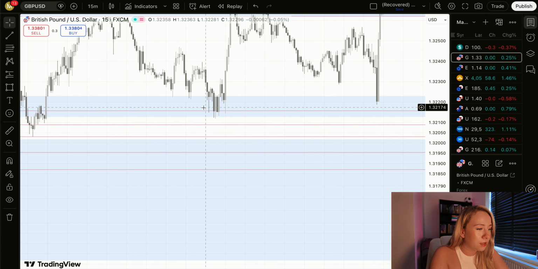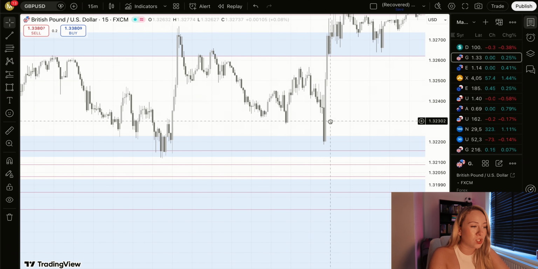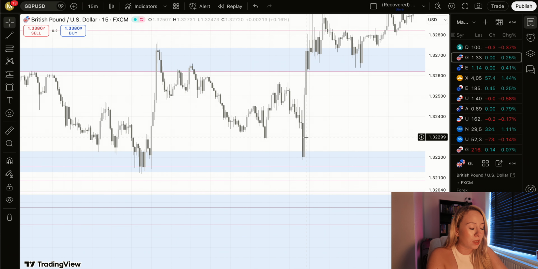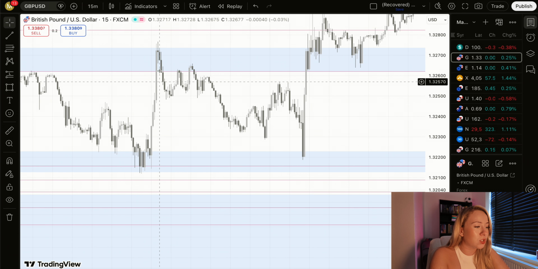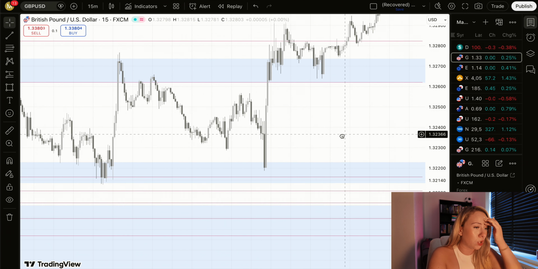So here we are on the 15 minute, you can see that we've got 1, 2, 3, 4, 5, 6 rejections from that level, which tells us this is a super strong level of support. We've had the initial breakout and then we've come back down, came back to retest this level of support, and then we've broken up again.